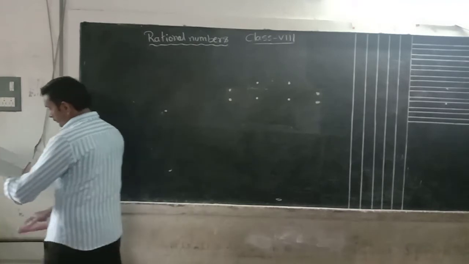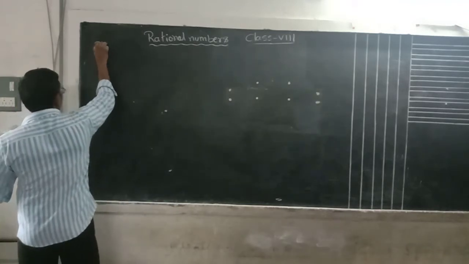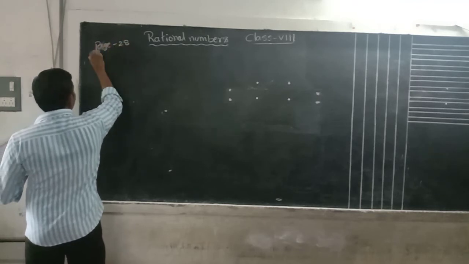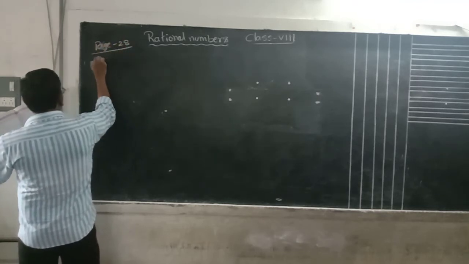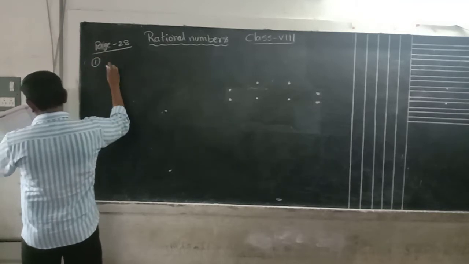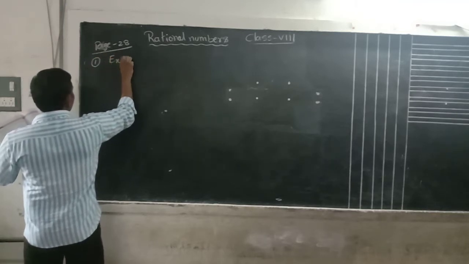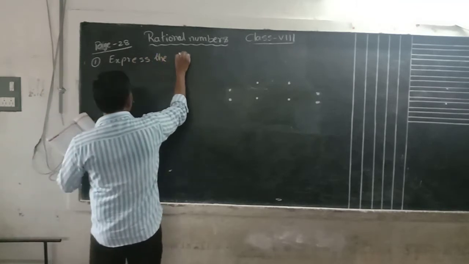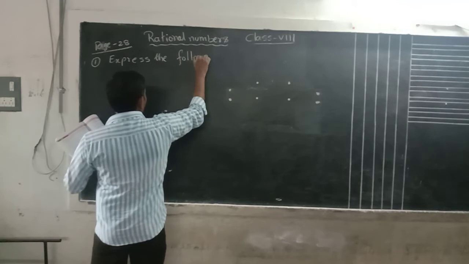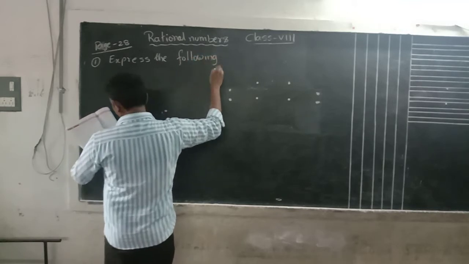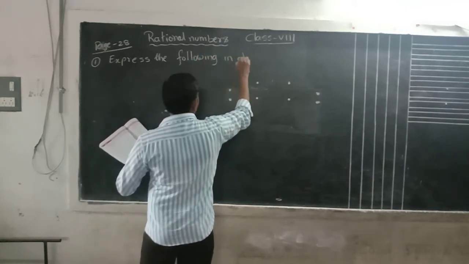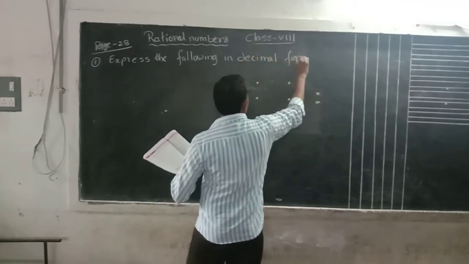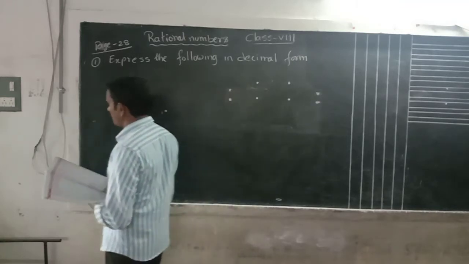Already homework was given to you. Page number 28, first one. Express the following in decimal form.